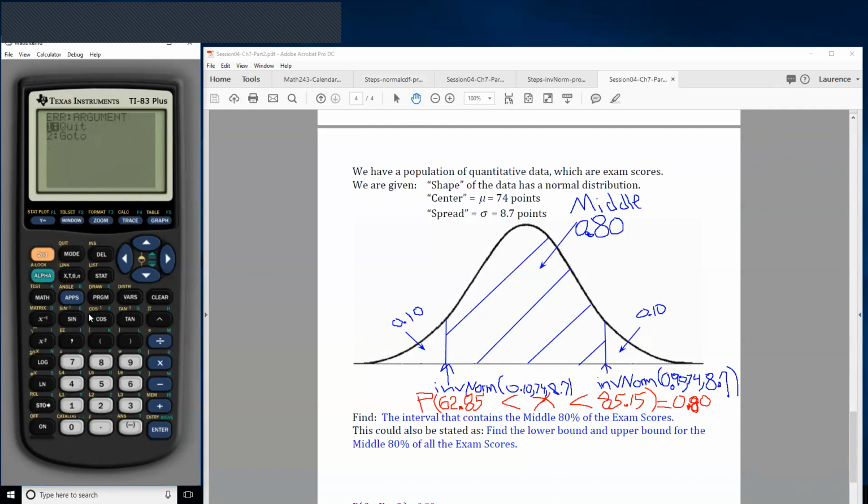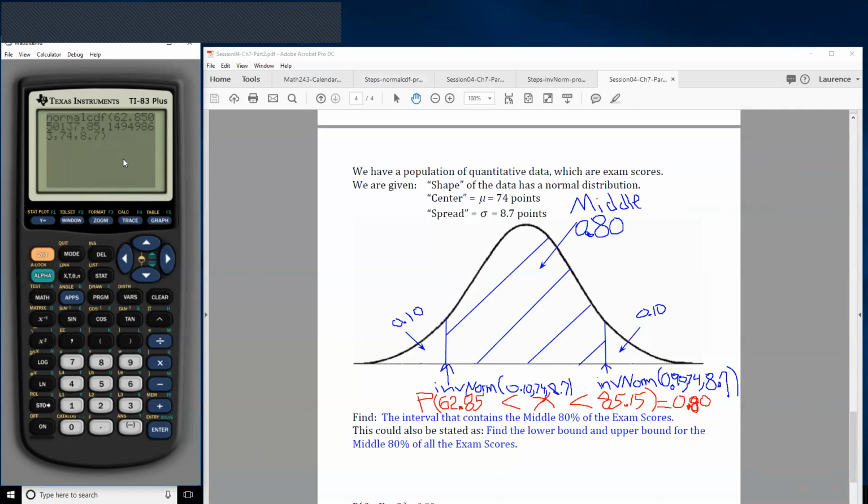Oh, let me see what I did here. I entered something in wrong. I got that. Oh, you see what I did? Boy, that's embarrassing. I put inverse norm up there. I meant to do normal CDF. Let's see if I can get away with this. I'm going to press second vars 2. Oh, I wasn't sure if that would work or not. So I replaced inverse norm with the correct function.